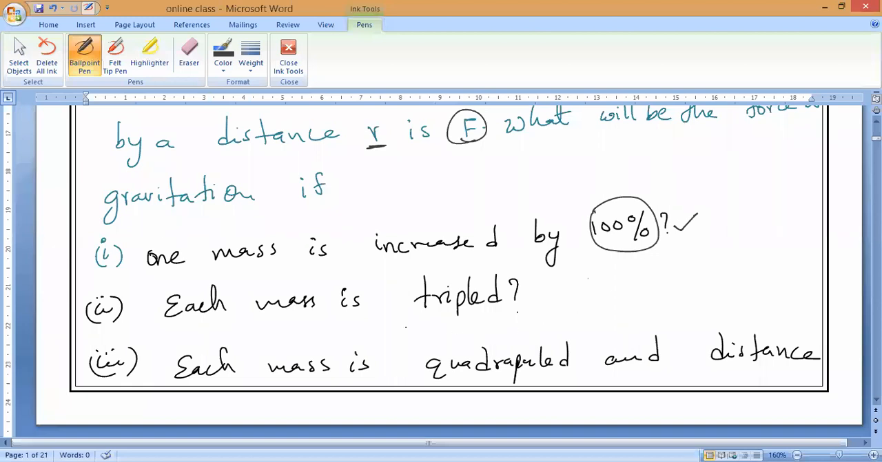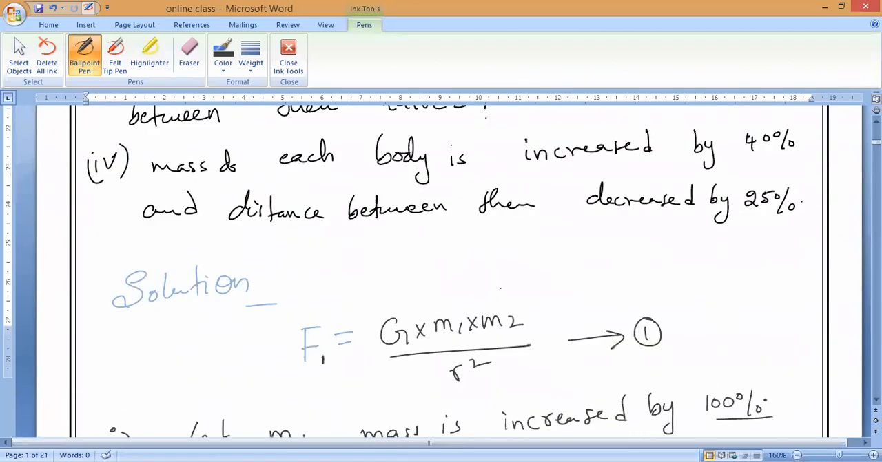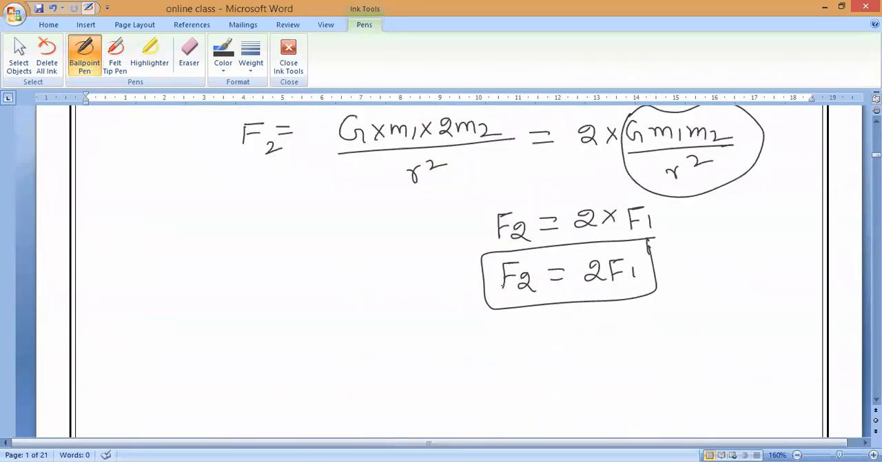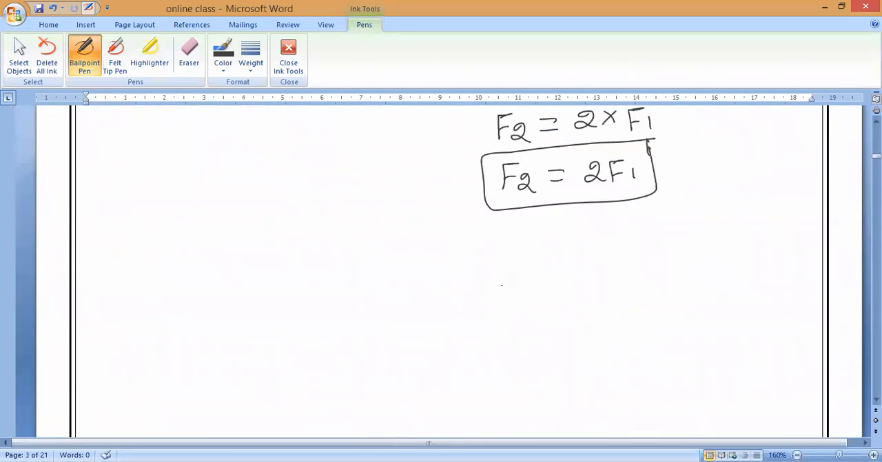Understand? Yes, sir. Now go for the second case. What is the second case? Each mass is tripled. What do you mean by tripled, guys? Tripled, 3 times. Yes or no? So now, Roman number 2.